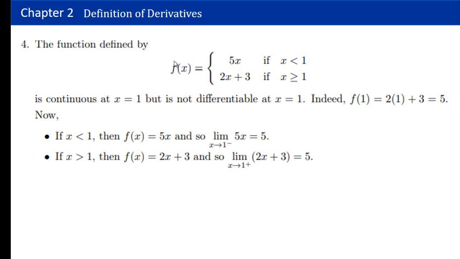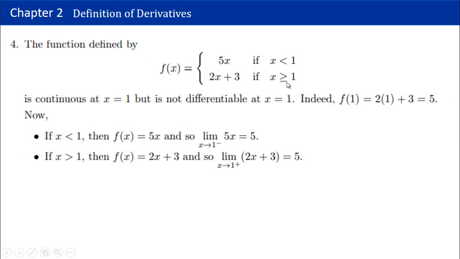But here, when we look at the limit of the function by direct substitution from f of 1, that is 2 times 1 plus 3, because here the equal sign is included, so that is 5. Now, let's look at x less than 1. From the left, we have 5 times 1, that is 5. And from the right, that is 2 times 1 plus 3, that is also 5. So from the left and from the right, it is equal to 5.